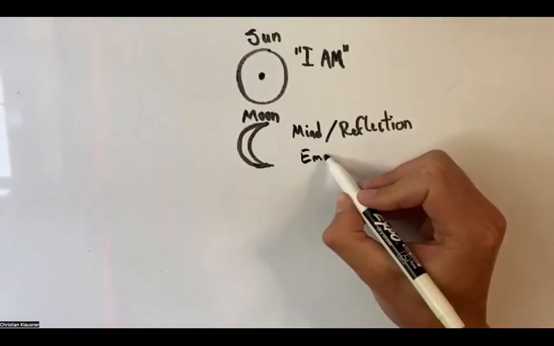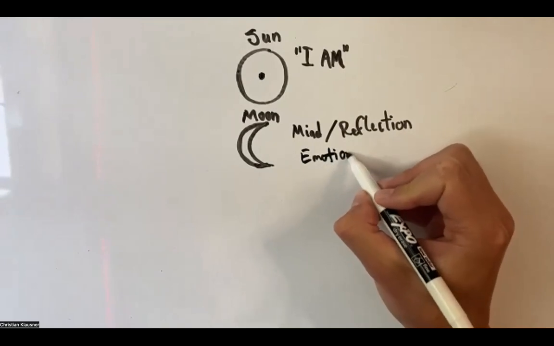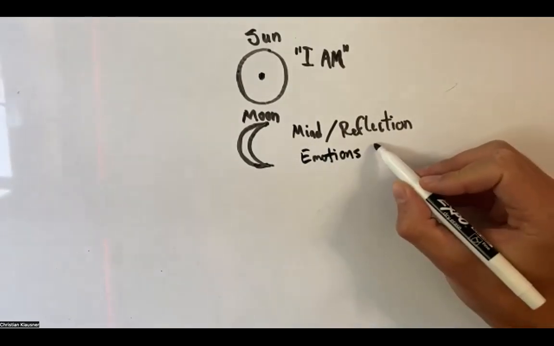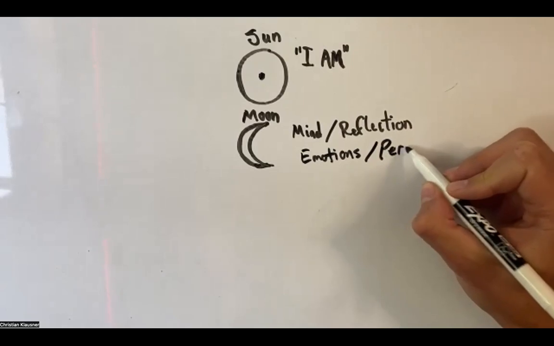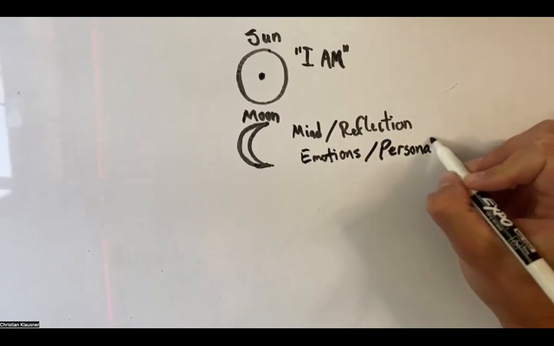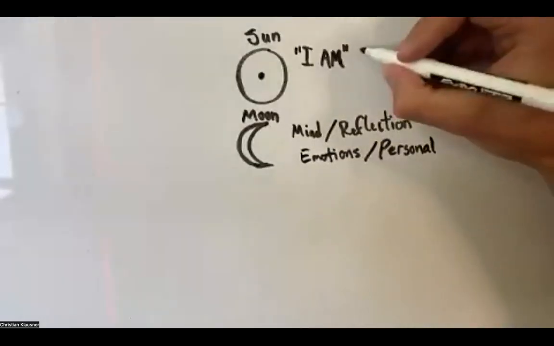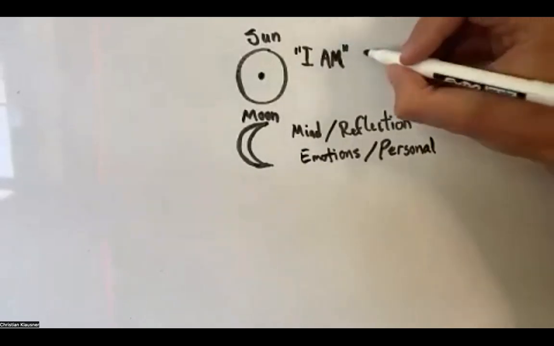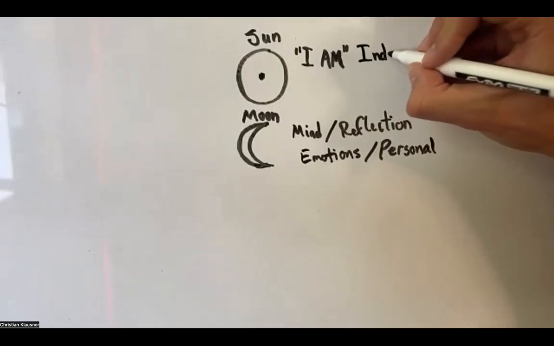The moon also rules over the emotions that we feel and the personal self, how we take things personally. The sun is the individual self.